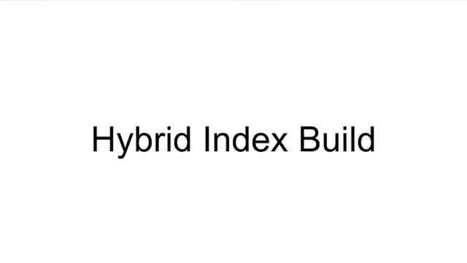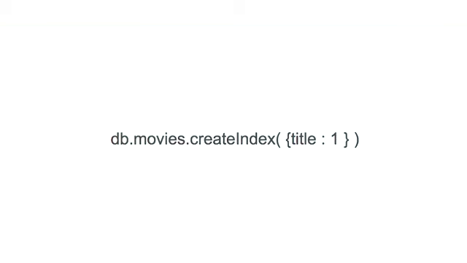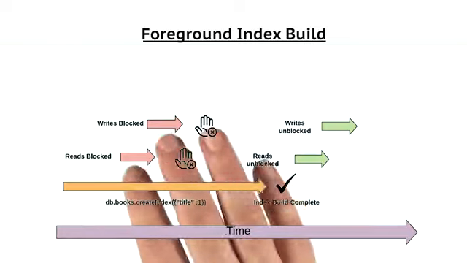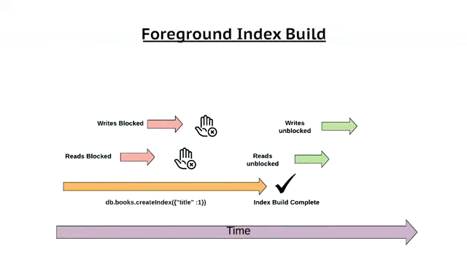In previous versions of MongoDB, we had two different methods of building indexes. The first was a foreground index build, which was the most performant but had the unfortunate side effect of locking the entire database for the duration of the index build. This meant that you could neither read from or write to the database for the duration of the index build.